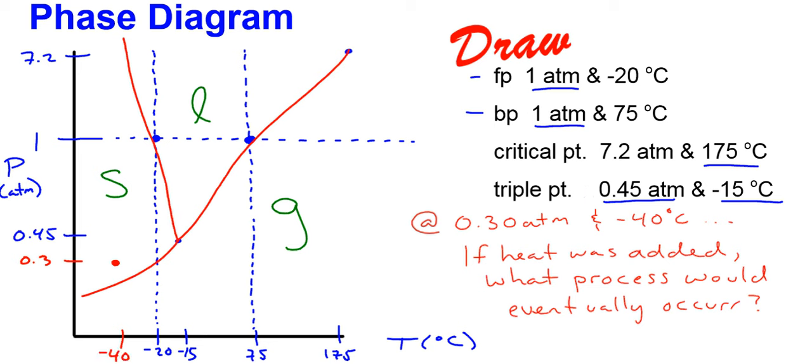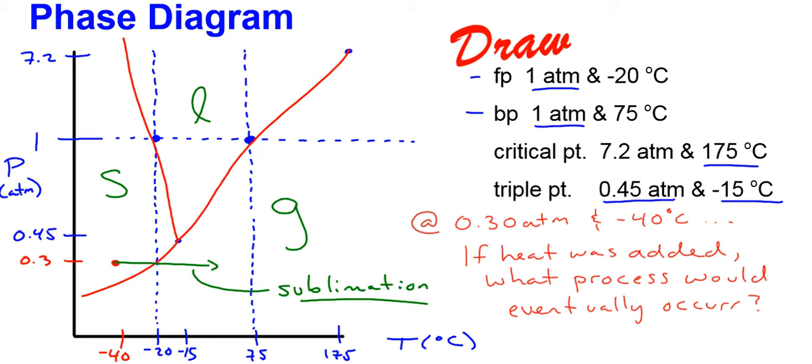If heat was added, what process would eventually occur? What that means is that I'm going to add heat. Temperature is moving from left to right, so eventually I'm going in this direction. When you cross over a threshold, a phase change has occurred. If you're on the line, you're at equilibrium, meaning that you have the same amount each way. You're not sliding one direction or the other. So what is that process? That is sublimation.